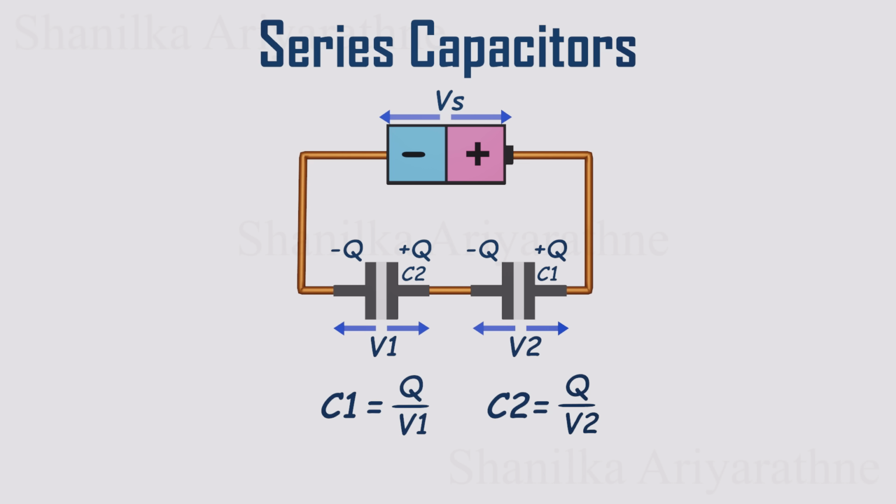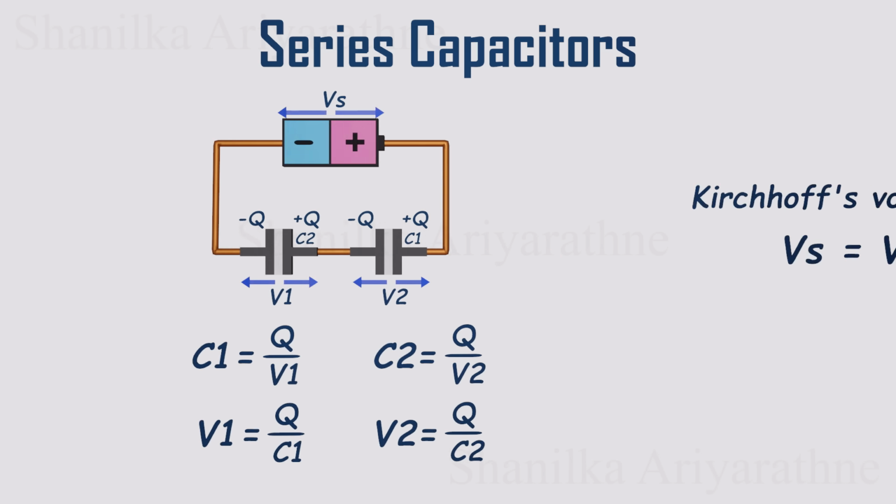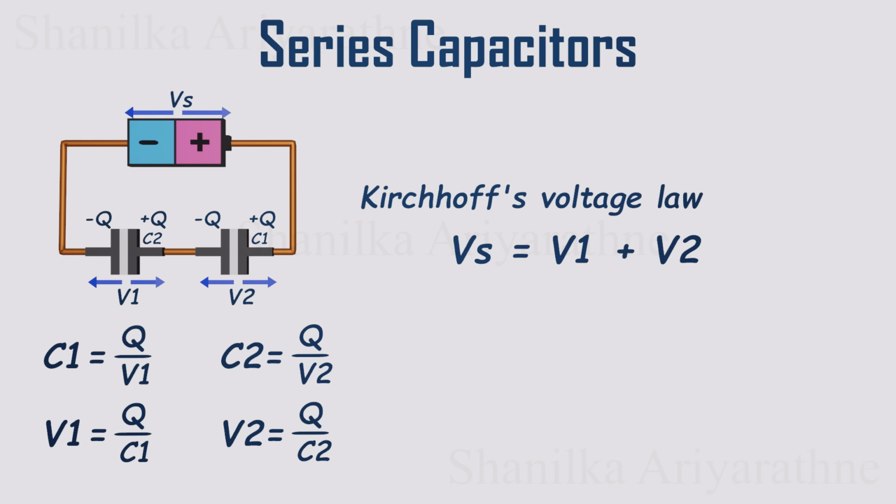For capacitor C1, this gives us C1 is Q divided by V1, and for C2, it's C2 equal to Q divided by V2. But to understand how the total voltage divides across the circuit, we want to isolate the voltage in each case. So now we have two neat expressions for the voltage drops across the individual capacitors, both in terms of the same charge and their respective capacitances. As we mentioned earlier, Kirchhoff's voltage law tells us that the total voltage rise around a closed loop must equal the total voltage drop. That means the voltage supplied by the source, Vs, is equal to the sum of the voltage drops across each capacitor.